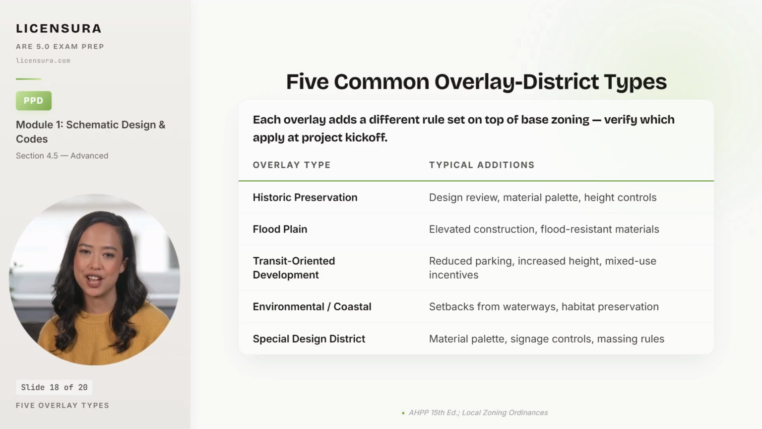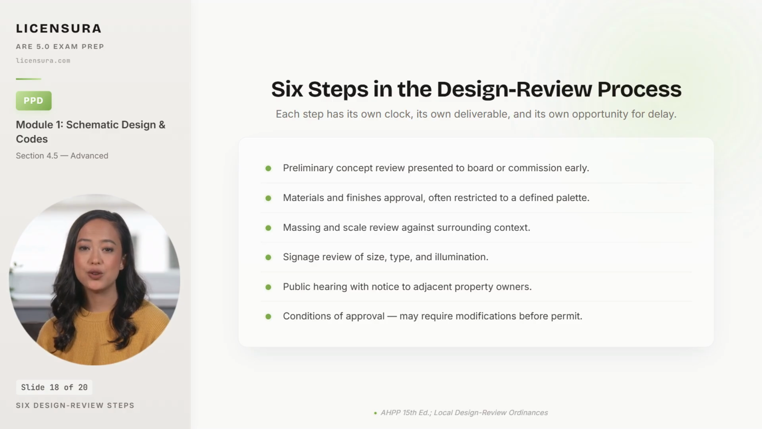Fourth, environmental and coastal overlays. Setbacks from waterways, habitat preservation, stormwater management mandates beyond the base code. Fifth, special design districts. Neighborhood-level aesthetic controls on materials, signage, lighting, and massing, often enforced through design review. Each overlay carries a separate ordinance, a separate review process, and a separate timeline. Design review itself is a sequence, and the sequence is what eats the schedule. 6 steps move a project through design review, and each step has its own clock.